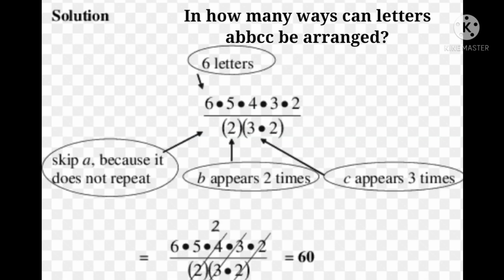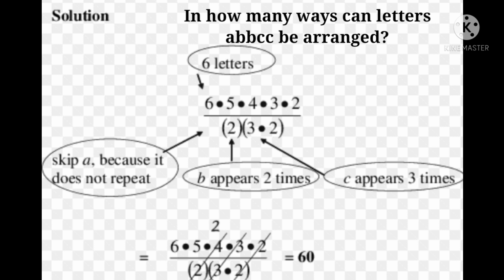Next example: in how many ways can the letters A, B, B, C, C, C be arranged? Okay, for the solution: 6 times 5 times 4 times 3 times 2, over 2 factorial times 3 times 2. For the number 2, skip A because it does not repeat. Again, B appears 2 times, and C appears 3 times.